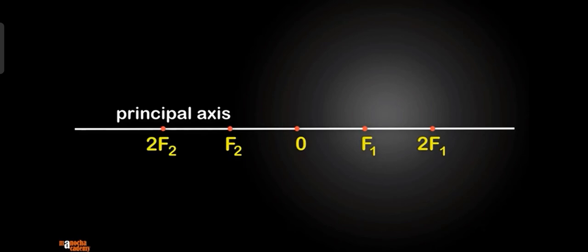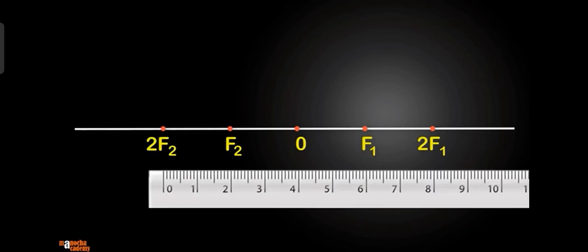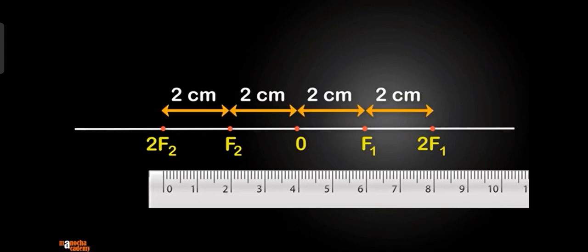Similar to the convex lens, draw a line representing the principal axis. Again, we need to mark the points optical center O and F1, 2F1 and F2 and 2F2. All these points are at the same distance from each other. In this diagram, the distance is 2 centimeters.